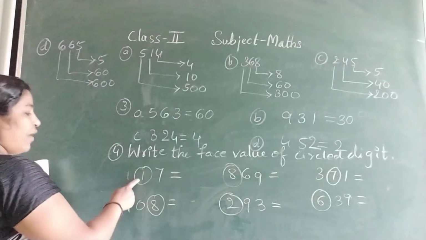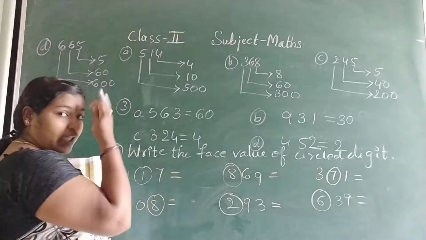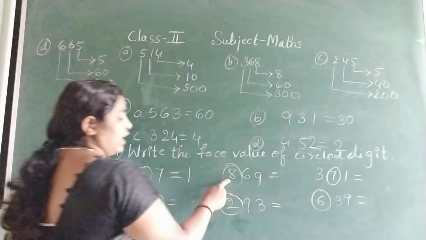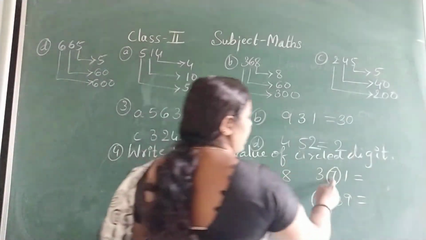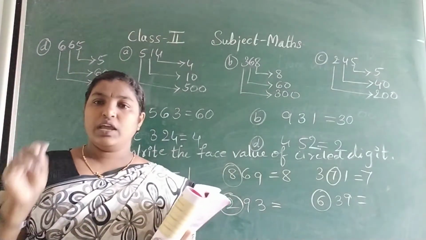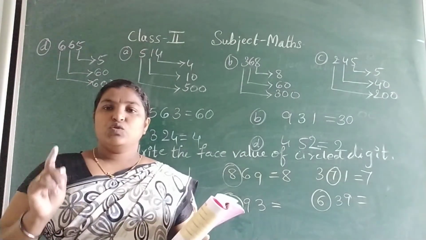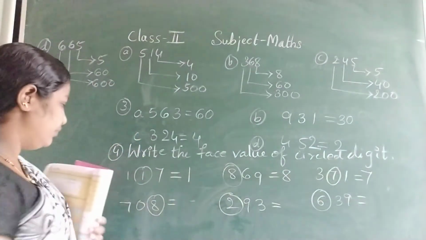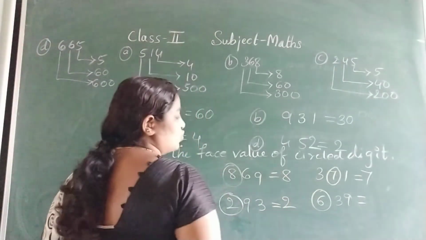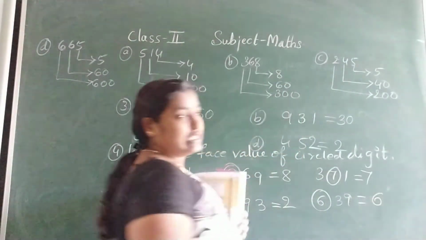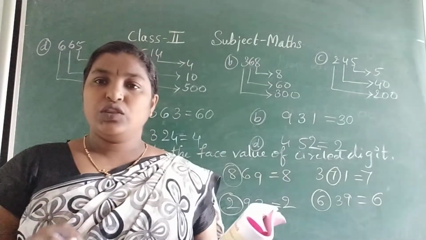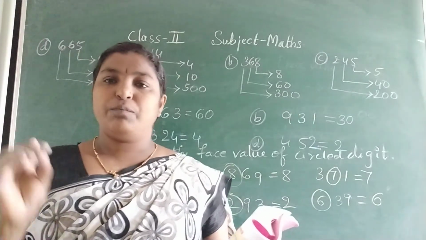Now see, here 1 is circled. So what is the face value of 1? 1 itself is 1. 8, 8. 7, 7. Don't think about places or anything. To write the face value, you just write the number itself. Face value of 8 is 8. Face value of 2 is 2. Face value of 6 is 6. Face value means the number itself. Whatever the number is, just write that same number. That is the face value.